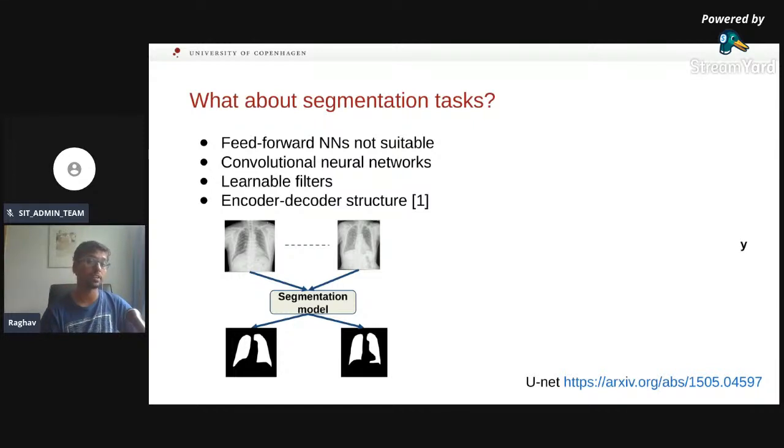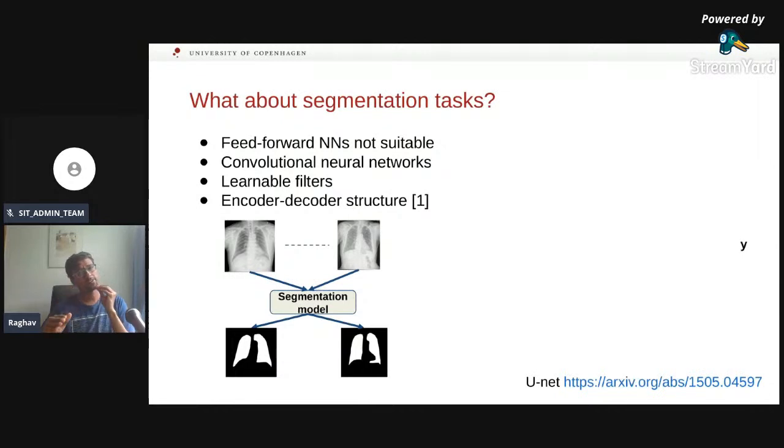Ideally, I would like a filter which learns how a lung looks, right? So that's what we do with a convolutional neural network. You take the input, and in the end, you learn a filter which can filter out all the noise. And the noise for me is everything other than the lungs. So that's a CNN.